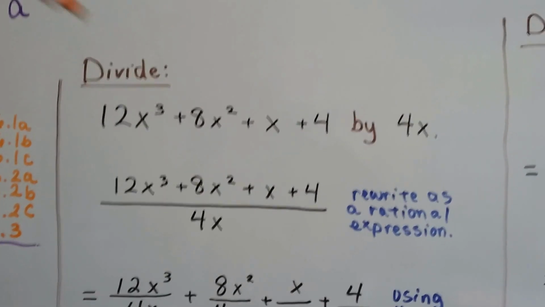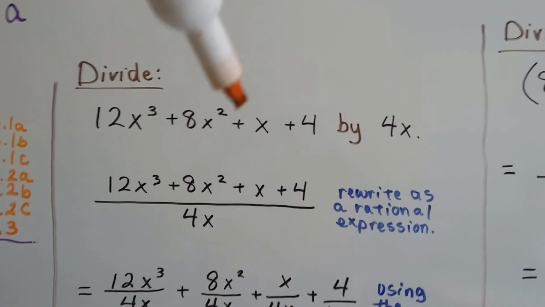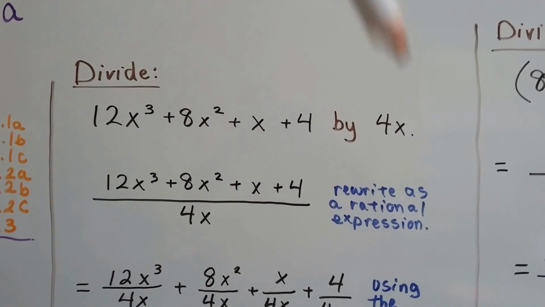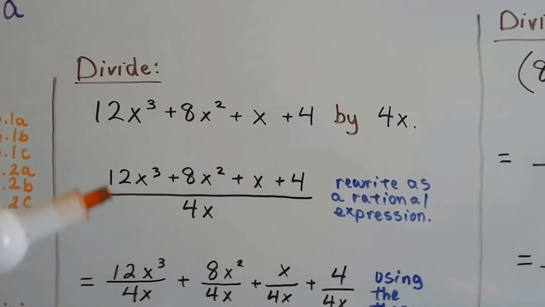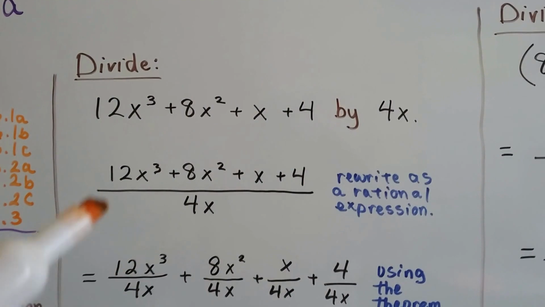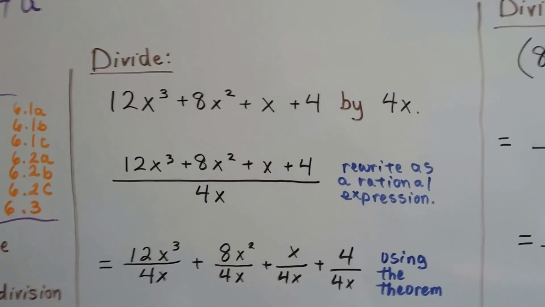Now, take a look at this. It says to divide 12x to the third power plus 8x squared plus x plus 4 by 4x. So the first thing we're going to do is rewrite it as a rational expression. Okay? So we're just taking this whole thing and making it the numerator and making that the denominator.